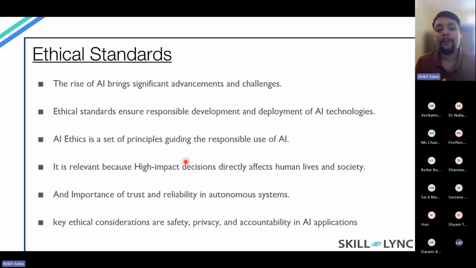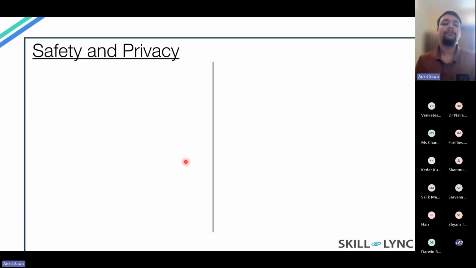It is relevant because it involves decisions that have a high impact on our human lives and society, and it also helps us develop trust and reliability in such autonomous systems. Now, the key ethical considerations are safety, privacy, and accountability. We'll talk about those in our next subsequent slides.